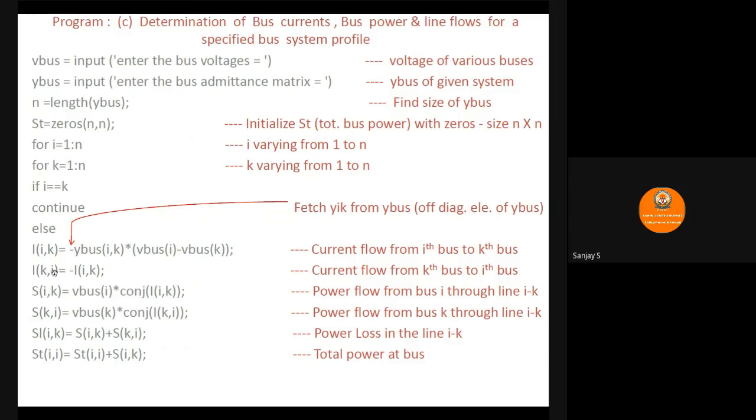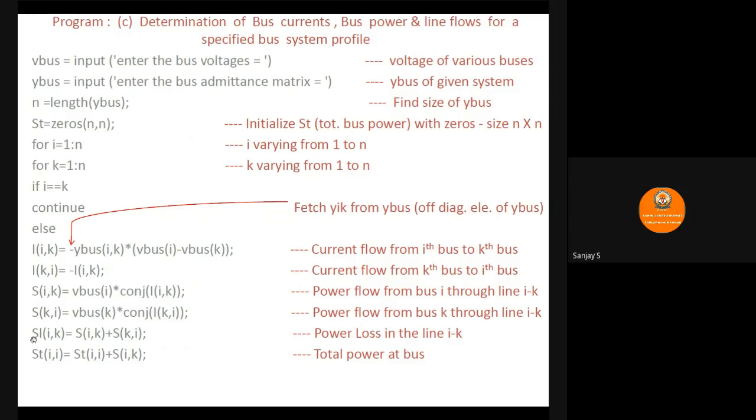Then I of k comma i is equal to minus I of i comma k. Current flowing from either side is equal in magnitude but opposite in direction. So that is what is happening here. Then S of i comma k is equal to Vbus of i into conjugate of I of i comma k. S is nothing but V I conjugate, that is happening here. S of k comma i is equal to Vbus of k into conjugate of I of k comma i. Here also it's the same. It is as good as S12 and S21.